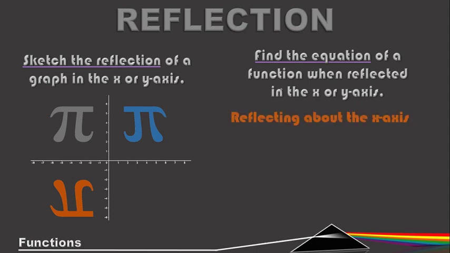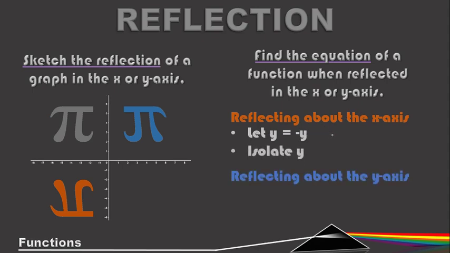Okay, so now finding the equation of a function. When we reflect about the x-axis, we simply say let y equal negative y. So in our equation, we're going to replace y with negative y, and then we're going to isolate y. And if we reflect about the y-axis, we make x equal to negative x. Wherever we see an x, we replace it with a negative x, and then we simplify our equation.